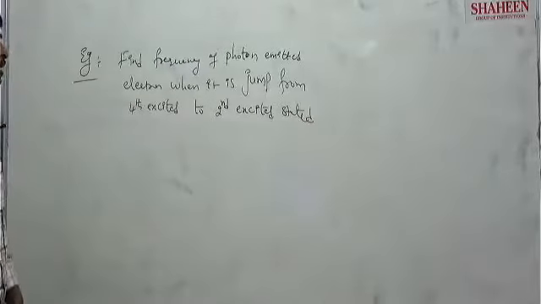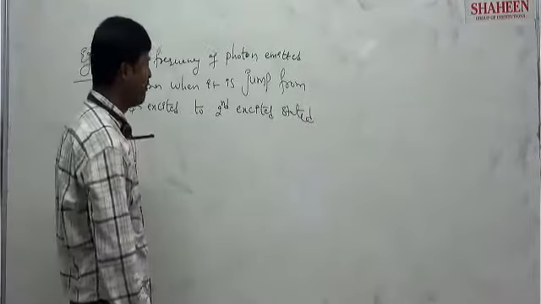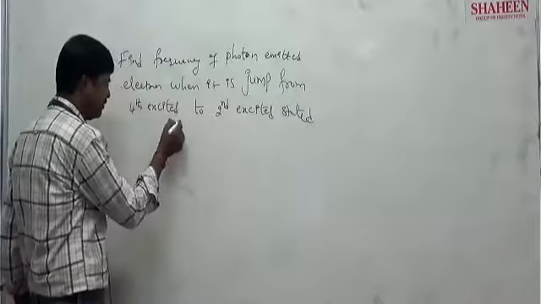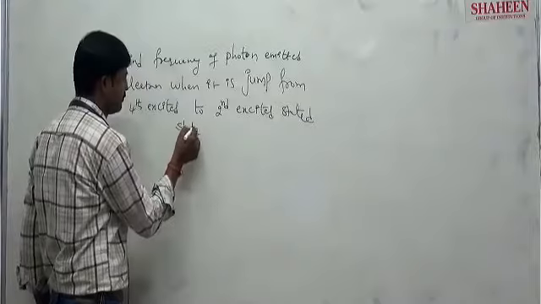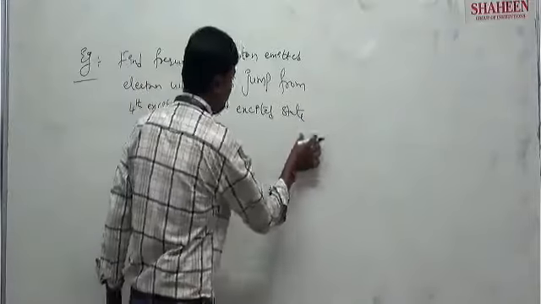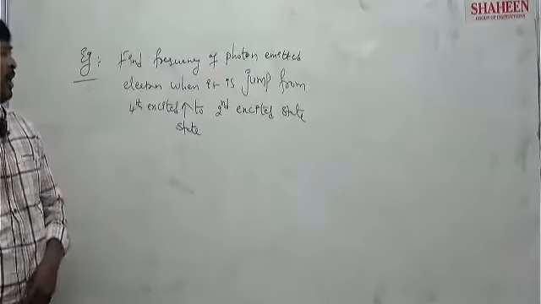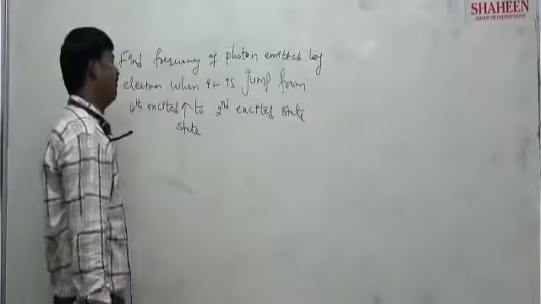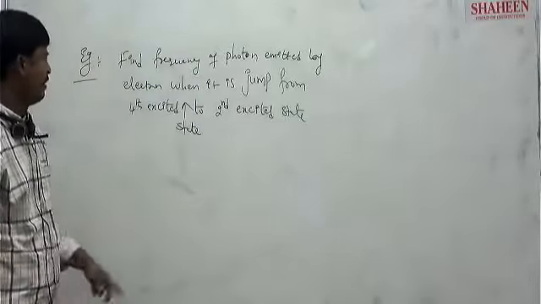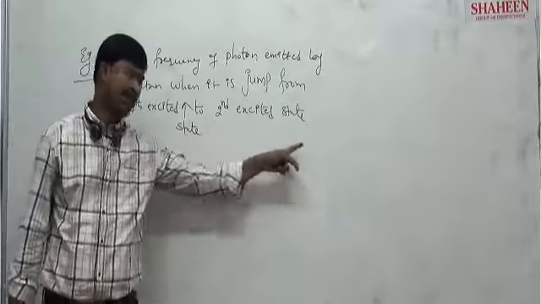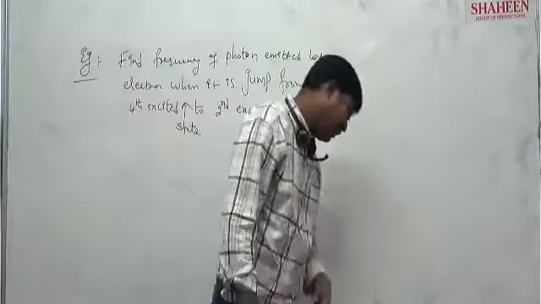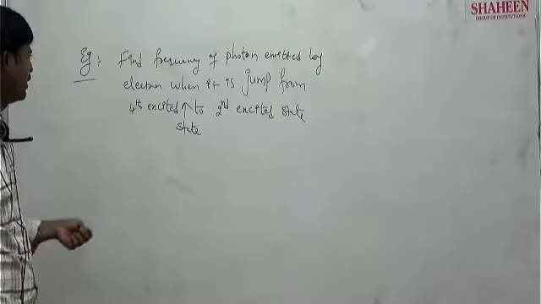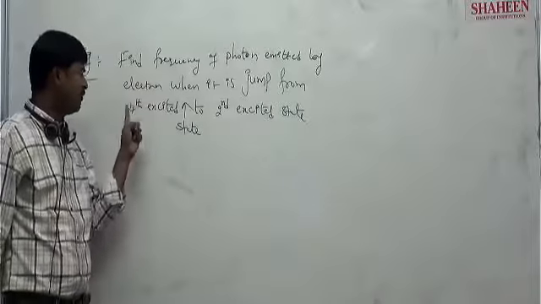Find frequency of photon emitted by electron when it is jump from fourth excited to second excited state. It is here. Find frequency of photon emitted by electron when it is jump from fourth excited state to second excited state. So simply frequency we need to calculate, right? Yes, we can calculate the frequency, but before that, find the fourth excited state.